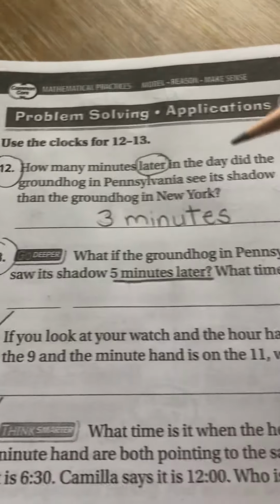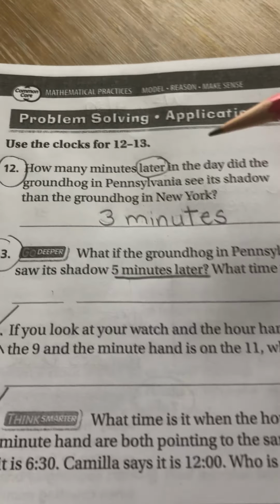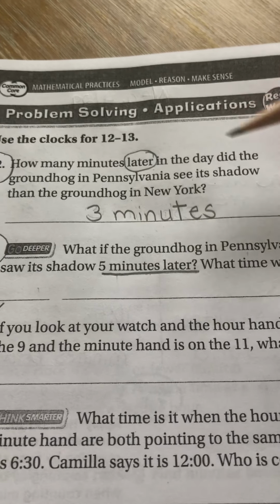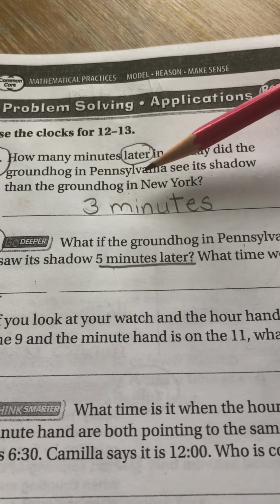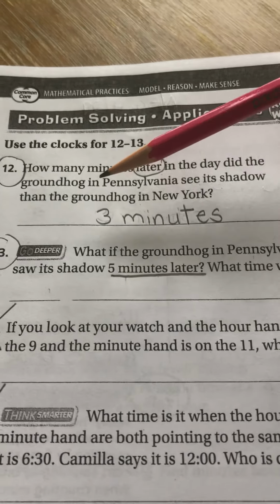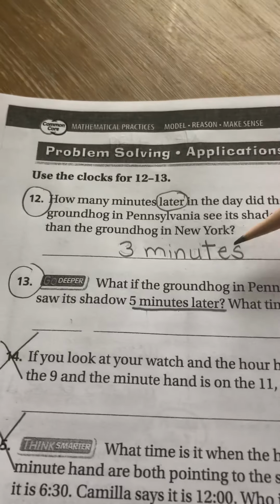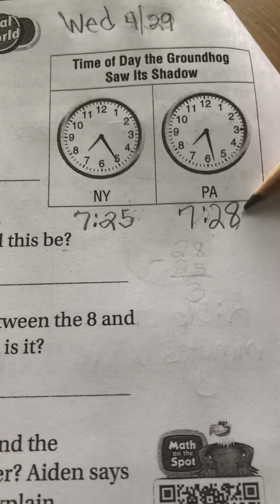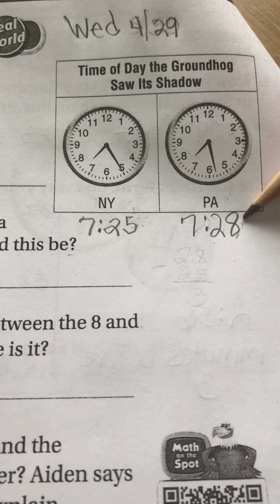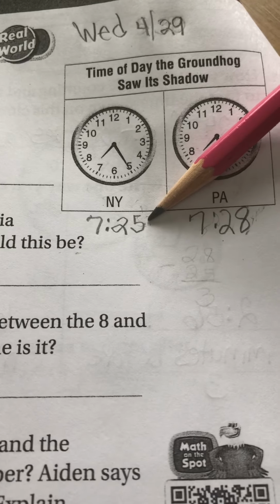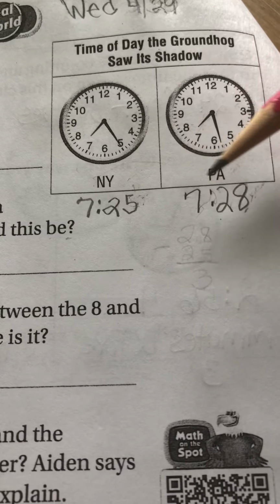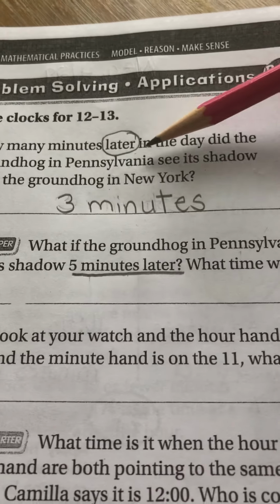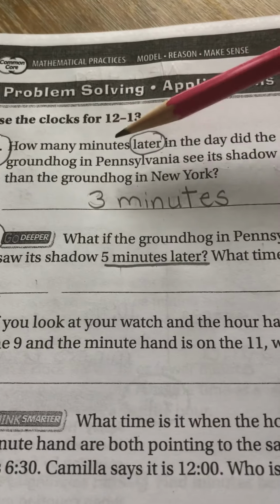So if I go back to the problem, I already put the answer down, but I'm going to explain that to you. It says, how many minutes later in the day did the groundhog in Pennsylvania see its shadow than the groundhog in New York? It's 3 minutes. Why is that? Because here in Pennsylvania, 7:28 is when the groundhog saw its shadow, and it only saw its shadow at 7:25 in New York. So there is a difference between these two times. I know that because of the words how many minutes later.